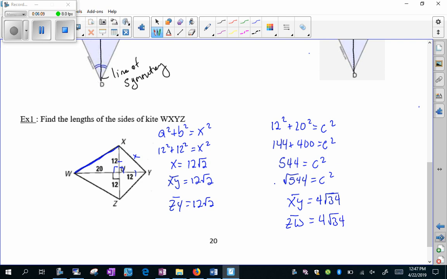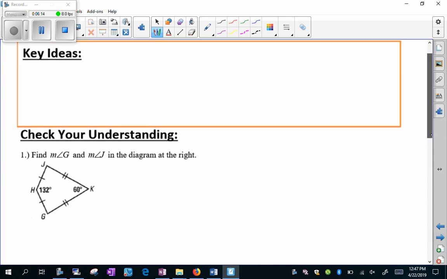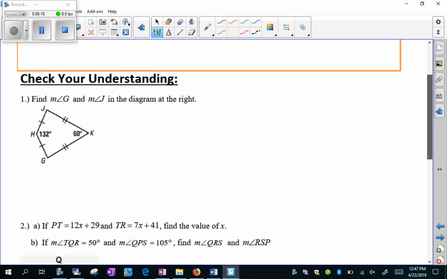All right, now what I want you to do is write key ideas down from the kite and from the exercise we did. Obviously, I want you to check your understanding. I will check that tomorrow.